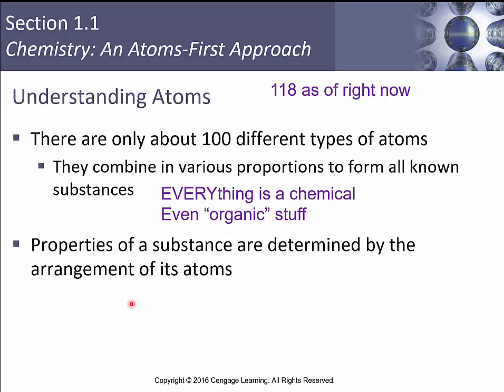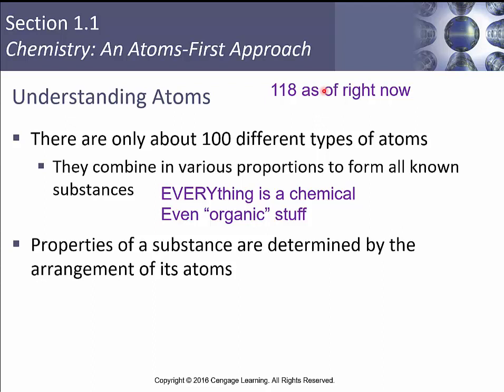So there are only about 118 elements specifically. I tried to put my notes in purple here. And there are only about 100 different types of atoms. They're going to combine in various proportions to form all known substances. Everything is a chemical, even organic stuff. So there is no chemical-free whatever.